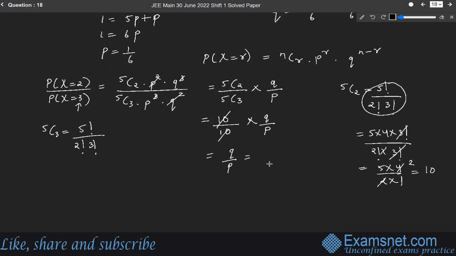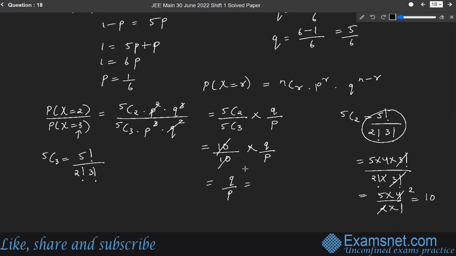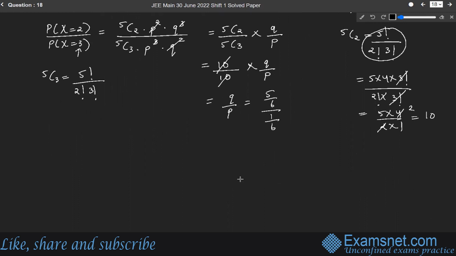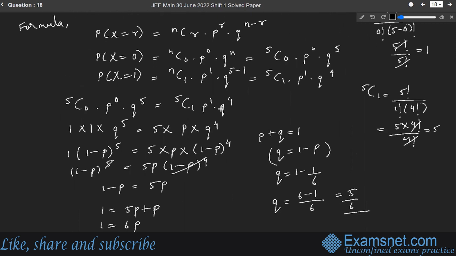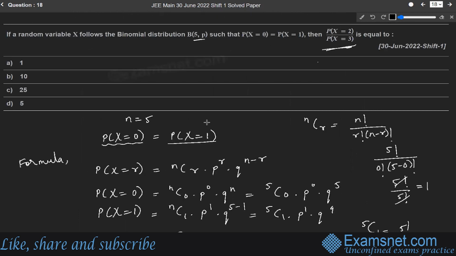What is Q? The value of Q is 5 by 6 and the value of P is 1 by 6. So 5 by 6 divided by 1 by 6 will be equal to 5 by 6 into 6 by 1. 6 and 6 will be cancelled. So we have 5. This is the value of the given expression. So for this question, the correct answer is option D, that is 5. The main formula that you have to remember is the formula for P of x is equal to R. If you know this formula, you can easily solve this question.